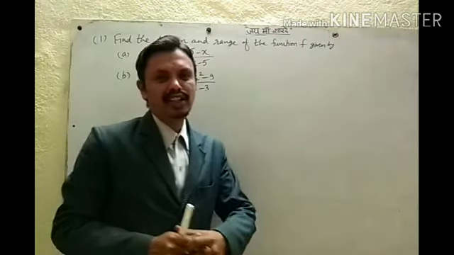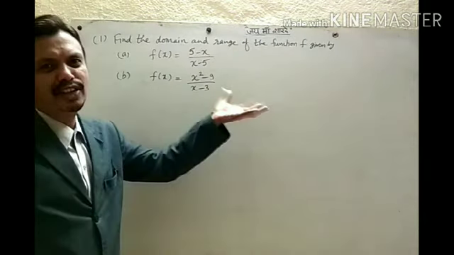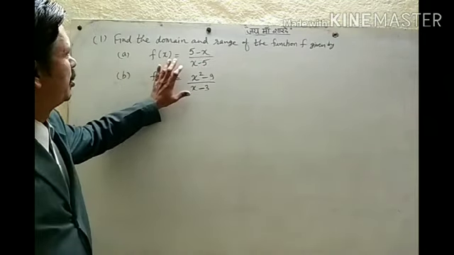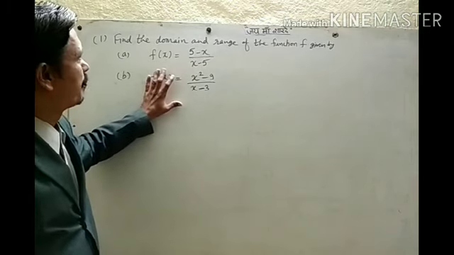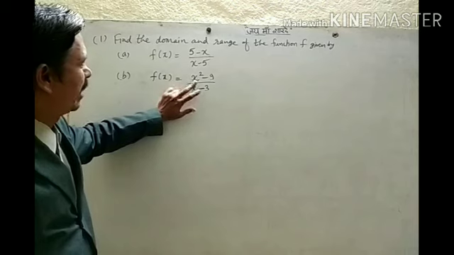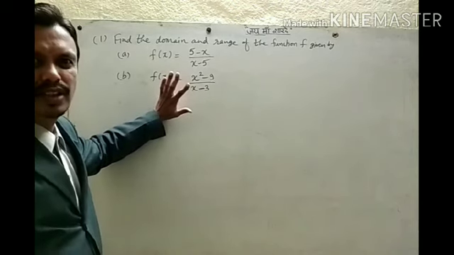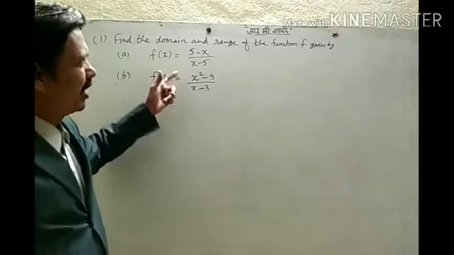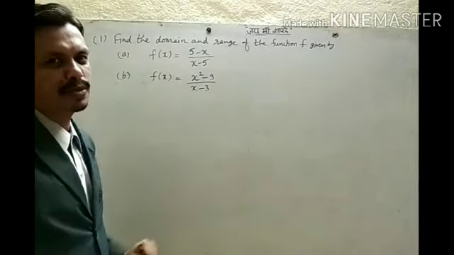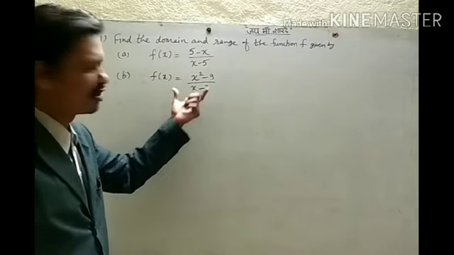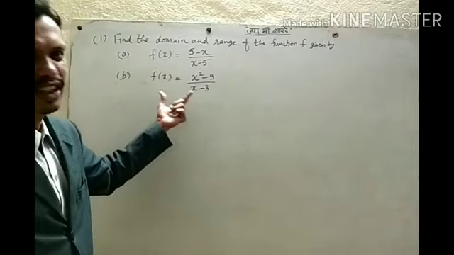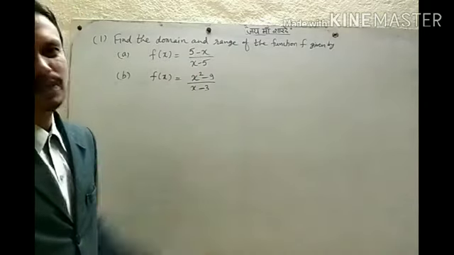So, in today's class, we'll start again with range and domain, domain and range. We have to find the domain and range of the functions (5 minus x) upon (x minus 5) and (x square minus 9) upon (x minus 3). Okay? So calculate the domain and range and write the answer in the comment box. This is your class work.